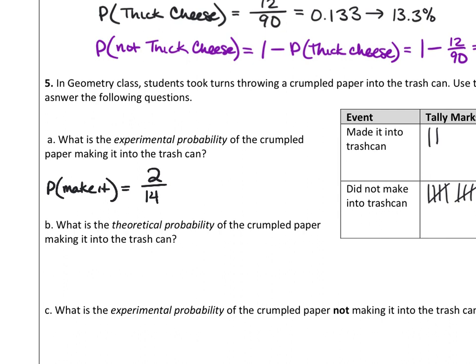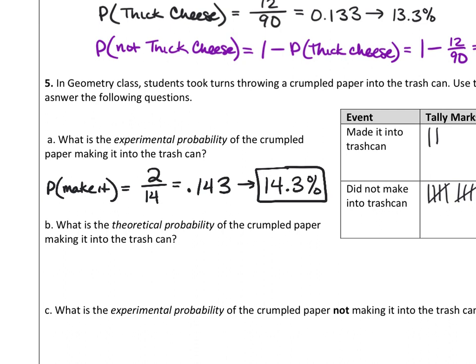Calculator friends. Oh, that's 2 divided by 14. This is definitely a calculator heavy unit because it's going to be a bunch of decimals. What you got? Okay, we'll use the first 3. So he's saying 0.143, and then what percentage is that? 14.3%. Okay, so we got 14.3% of people made it into the basket.